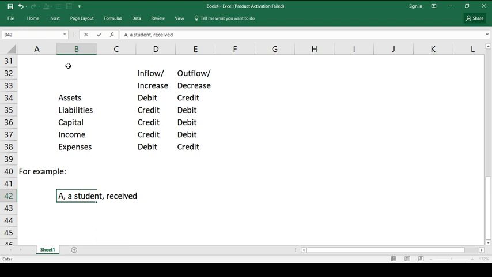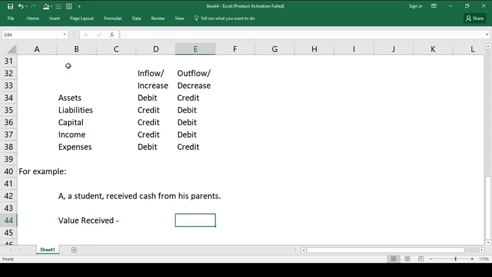Mr. A, a student, received cash from his parents. What is the value received, or the debit? The value received by Mr. A is what we call cash. Naka-receive po siya ng cash, no? And that is our debit, because Mr. A received cash from his parents.